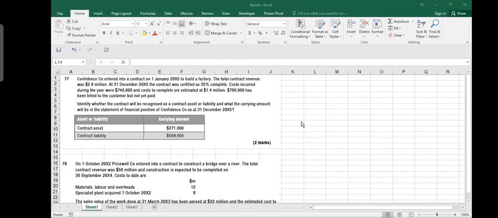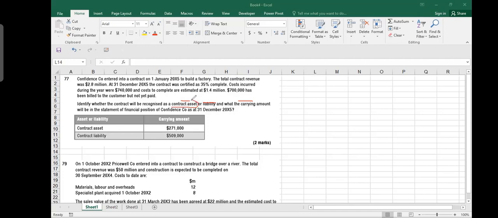Question number 77 from revenue. First, we read the requirement as usual, and it says to identify whether the contract will be recognized as a contract asset or a liability, and what the carrying amount will be in the statement of financial position for 31st December. So first, you should remember what a contract asset is.